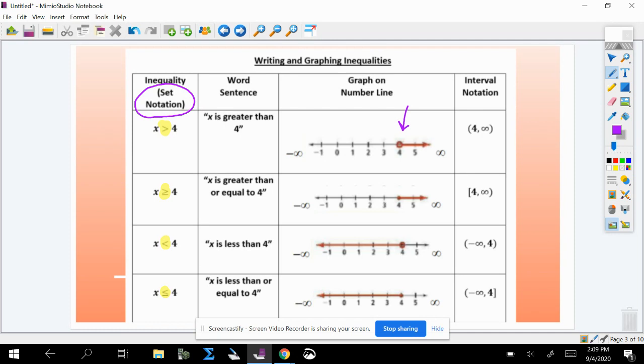And I'm going to go through all the graphs first, and then I'll do the last column. If I want to include 4, if 4 is one of my solutions, then you'll notice that I fill in that circle, that I have a closed circle. So now I always like to think of it as like I'm filling in because I'm counting it. That number counts. If it's a less than sign, the only thing that changes with the less than from the greater than is the direction of the arrow. Now we're heading in this direction because we're talking about all the numbers that are smaller than 4. If it's less than or equal to, I need to fill in the circle at 4. I call it a closed circle, and then I need to head to the left.